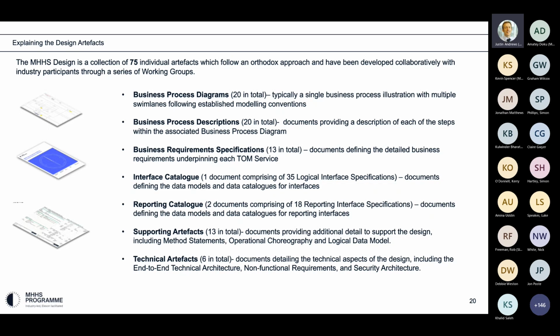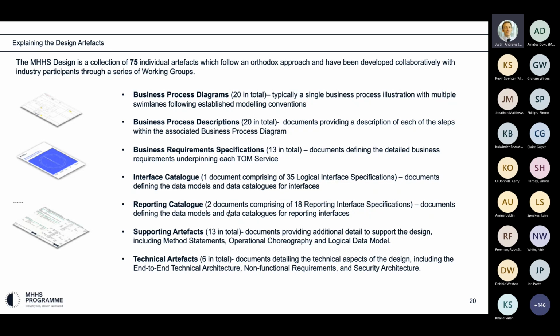To complement that, we've got a set of process descriptions, and I'm glad the number tallies with the business processes, and that will give you a bit more of a description of what each business process does. And then for some of the business processes, we have a set of requirements in the business requirement specifications. That's where you'll see the real nitty gritty of the requirements.